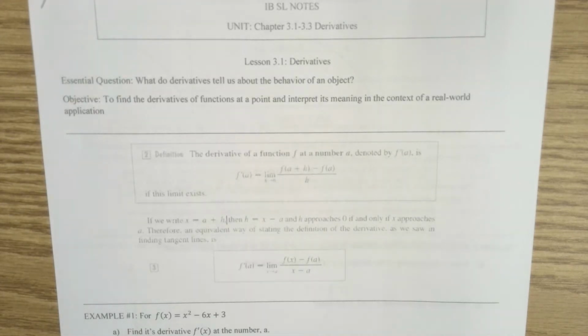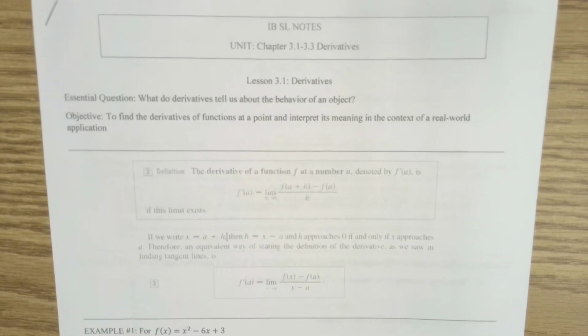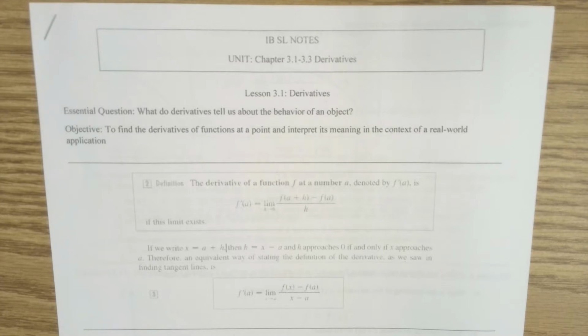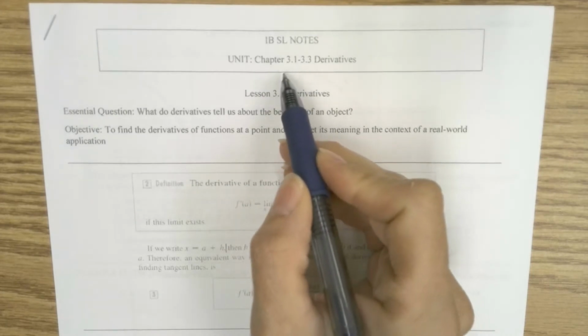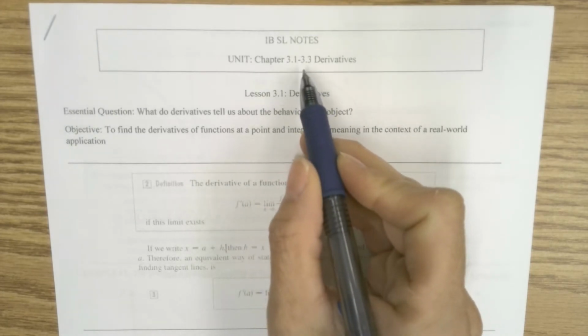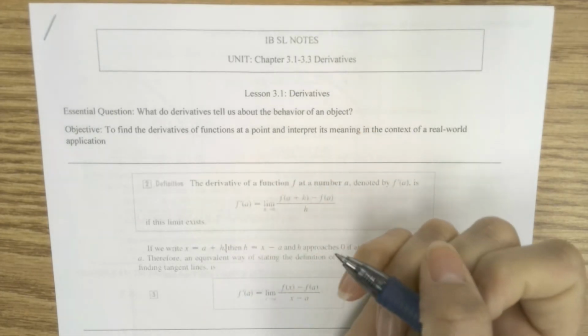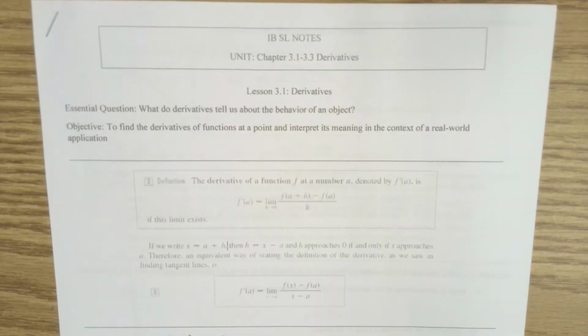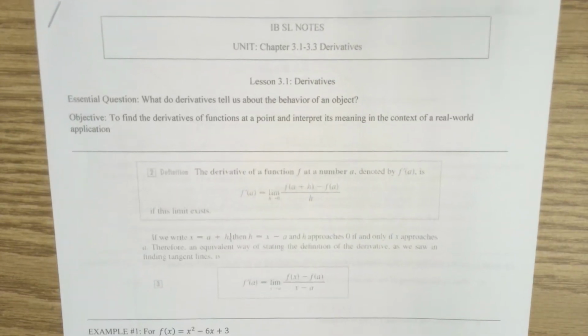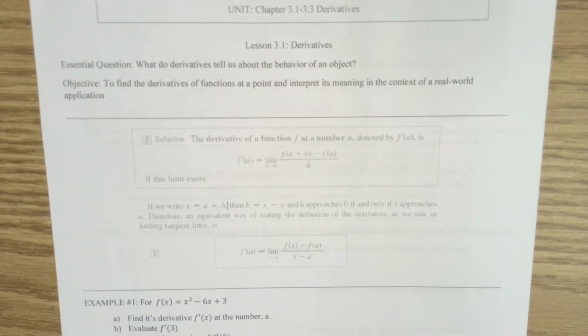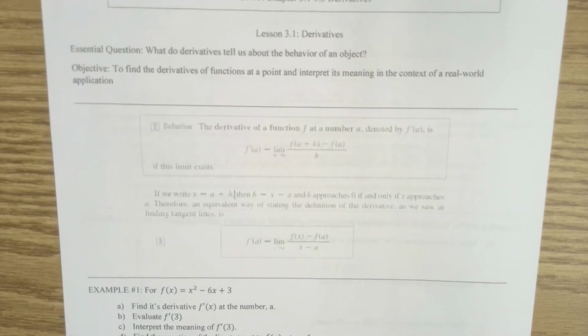Welcome, calculus students. We are starting chapter 3, the unit called derivatives. This unit will go from 3.1 to 3.4, so I've added one more section in there. This very first section is 3.1, and we're looking at this new idea of a derivative.